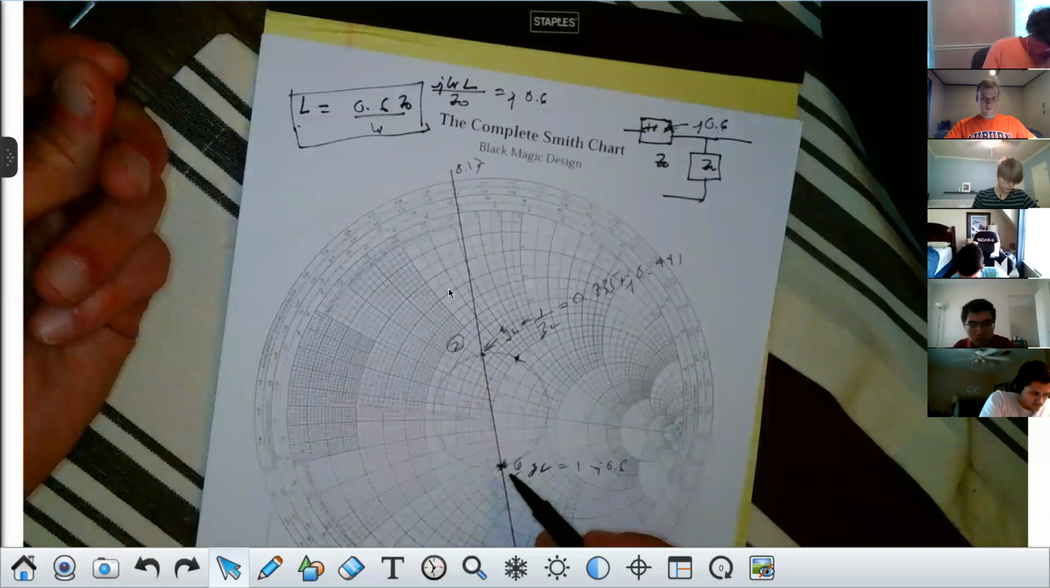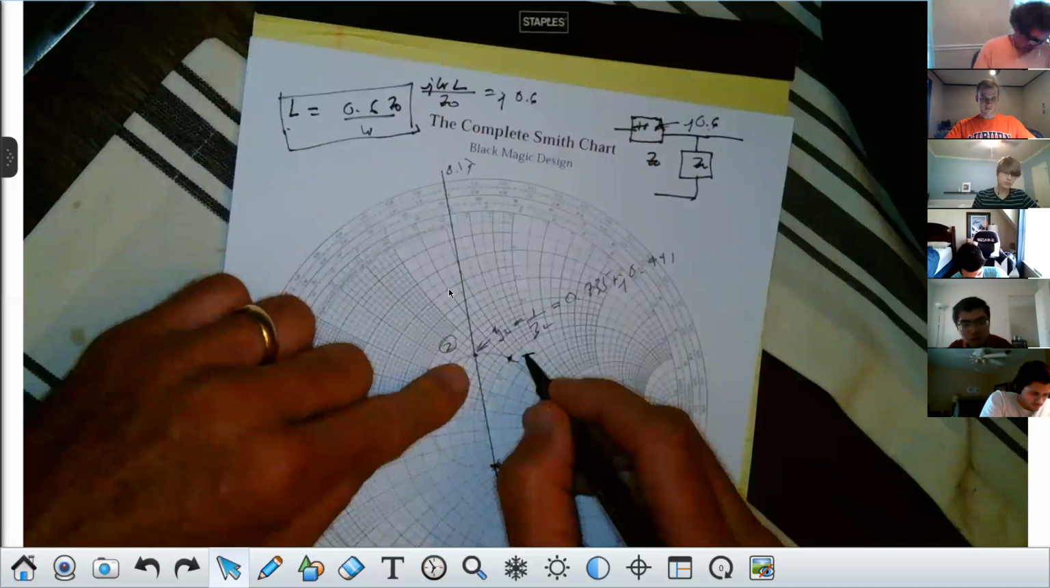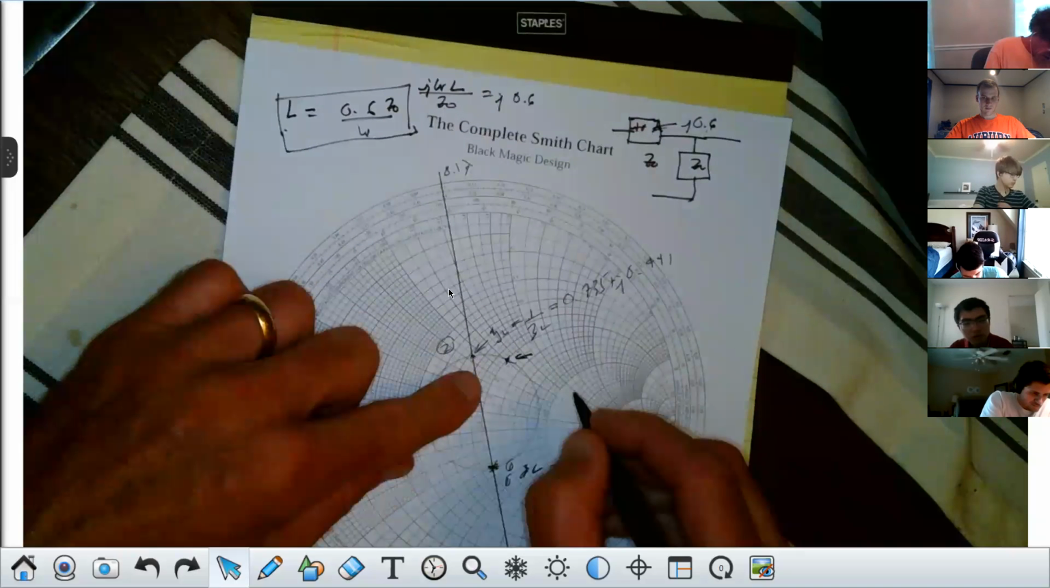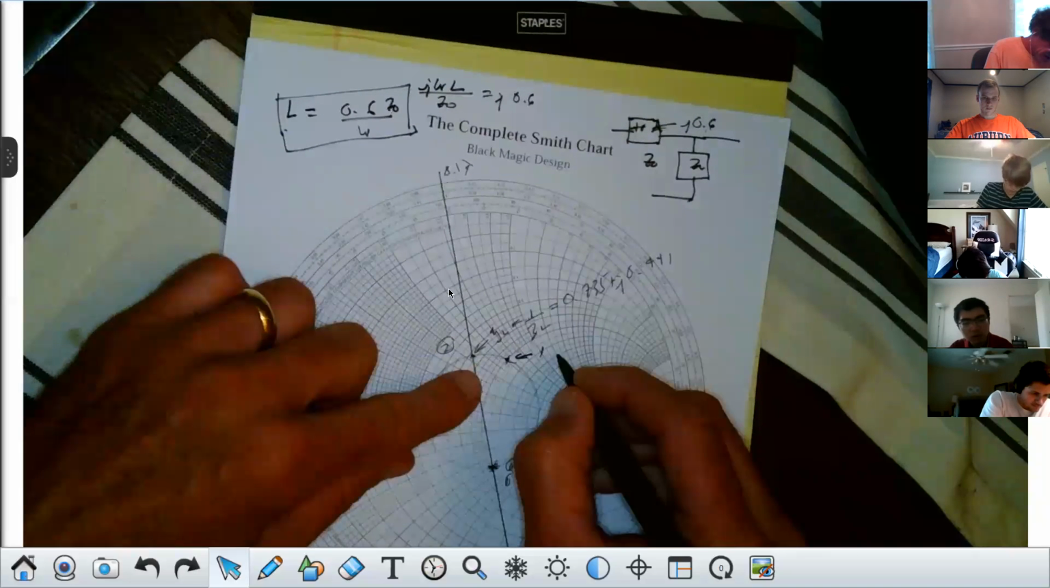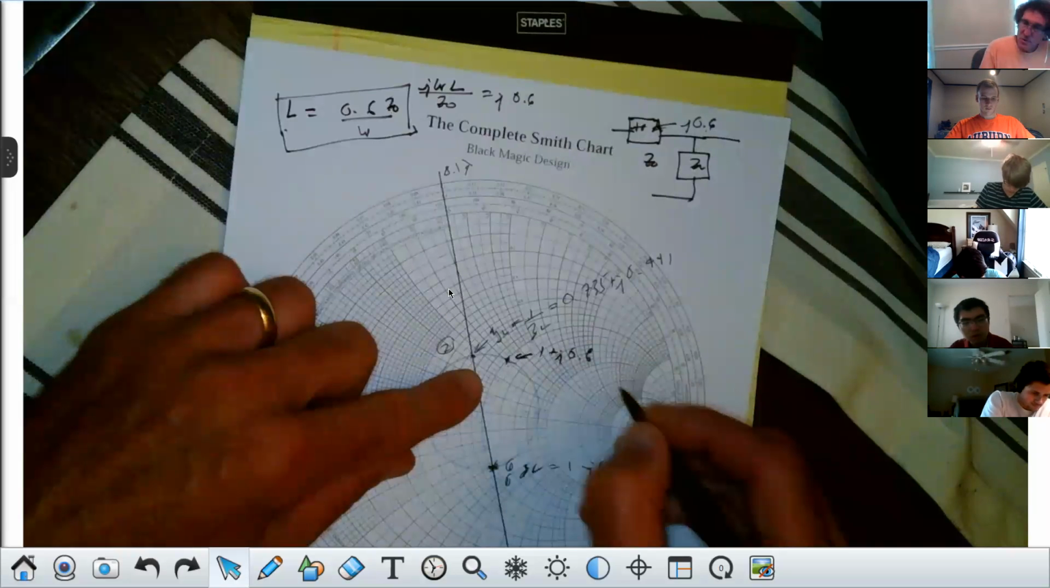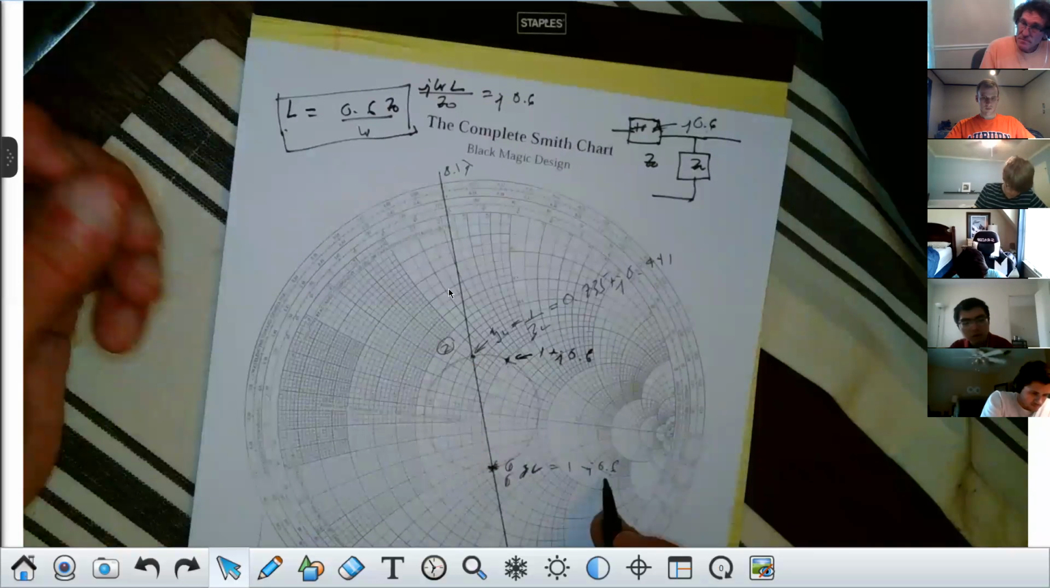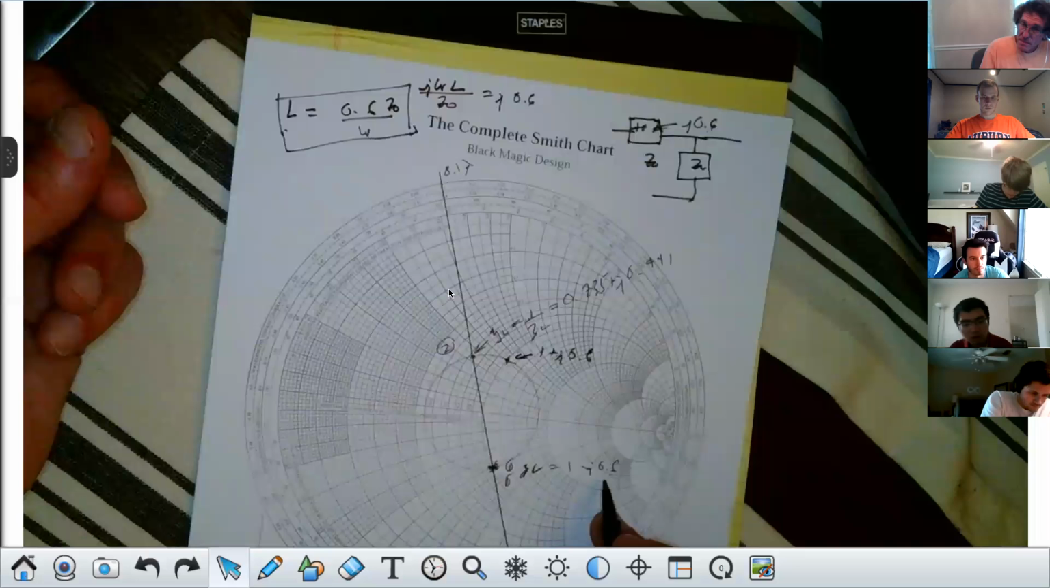Now, what's this point actually right there? That's on the one circuit. It would be 1 plus j 0.6. It would be the conjugate of this point, wouldn't it, class? Right? Y'all see what I'm doing?